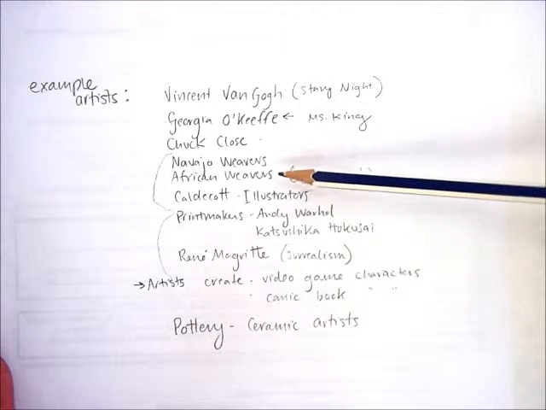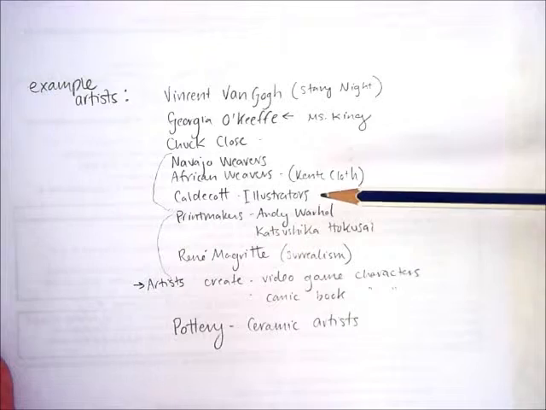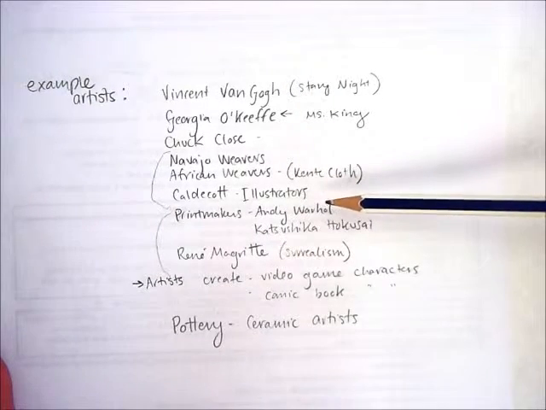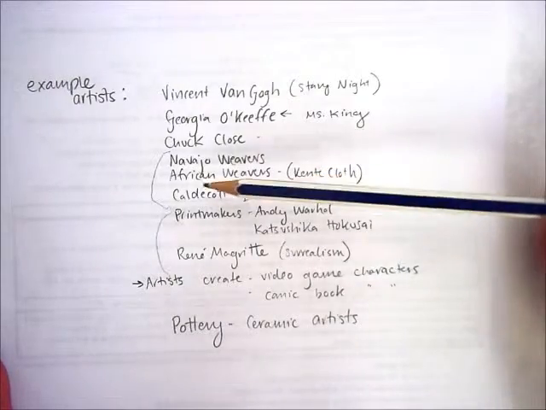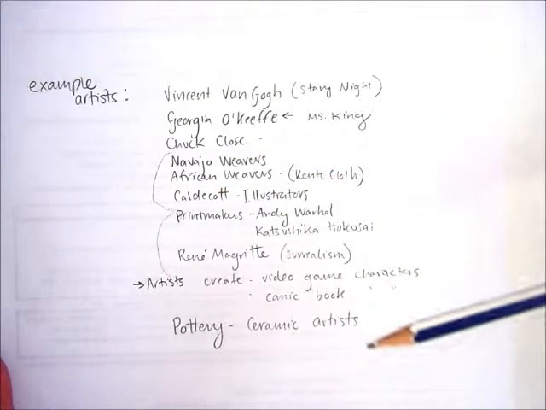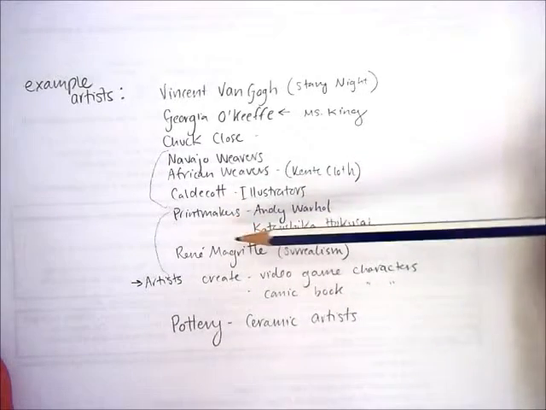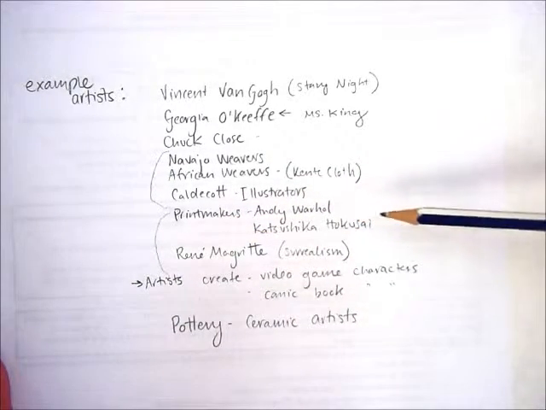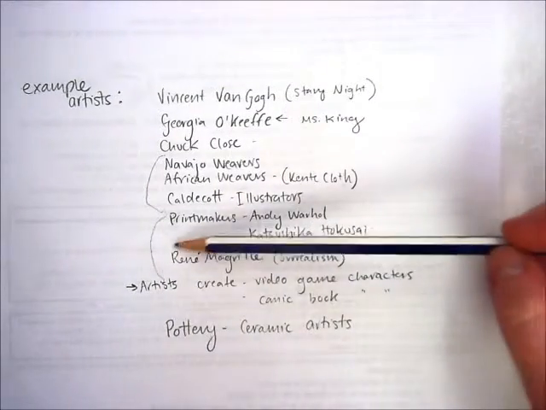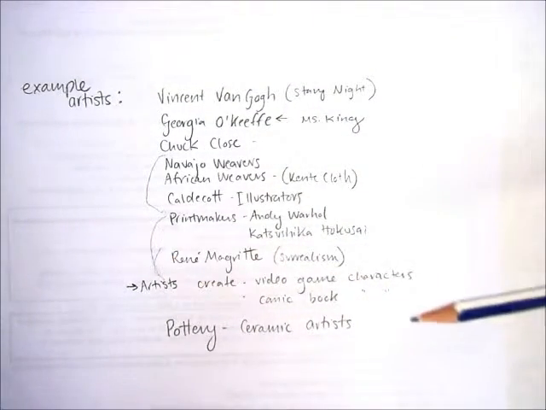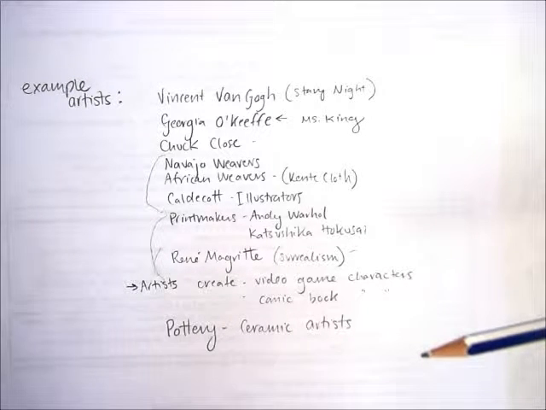Navajo weavers, African weavers. We did a Caldecott project where you looked at the illustration that an artist did for a children's book. Those are artists too, illustrators. So you could look back at that Caldecott book, you could choose that artist. We studied the printmakers in 3rd grade when we did our printmaking. Andy Warhol, Katsushika Hokusai, the Japanese printmaker. And then some of us studied Rene Magritte in surrealism when we did our silhouette portraits.